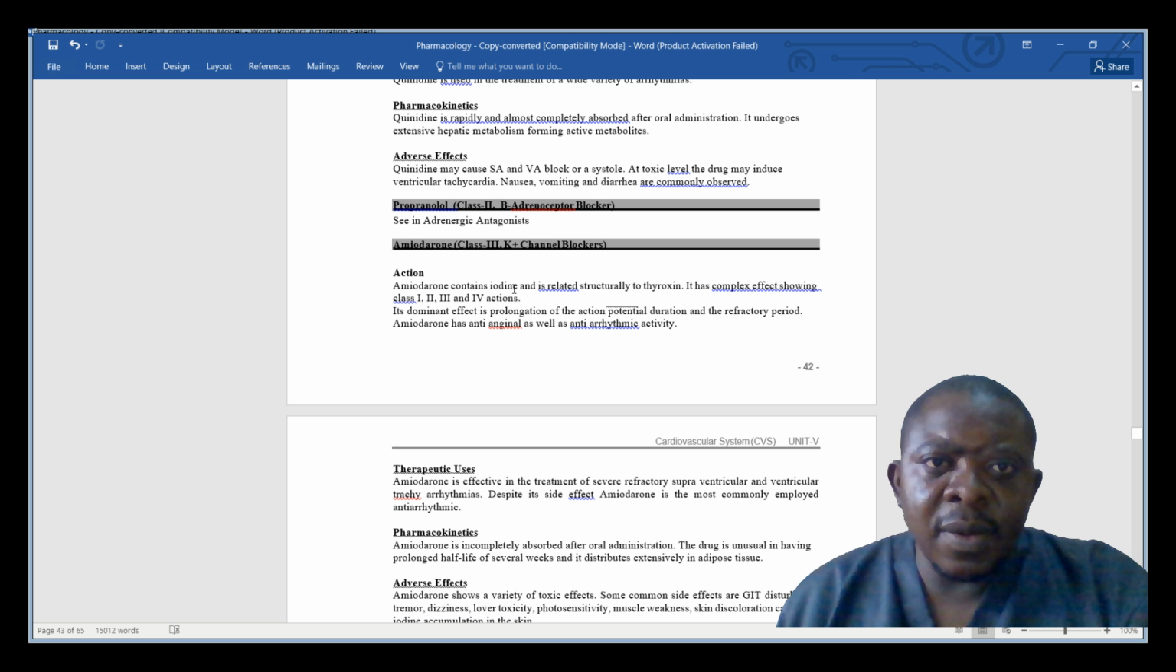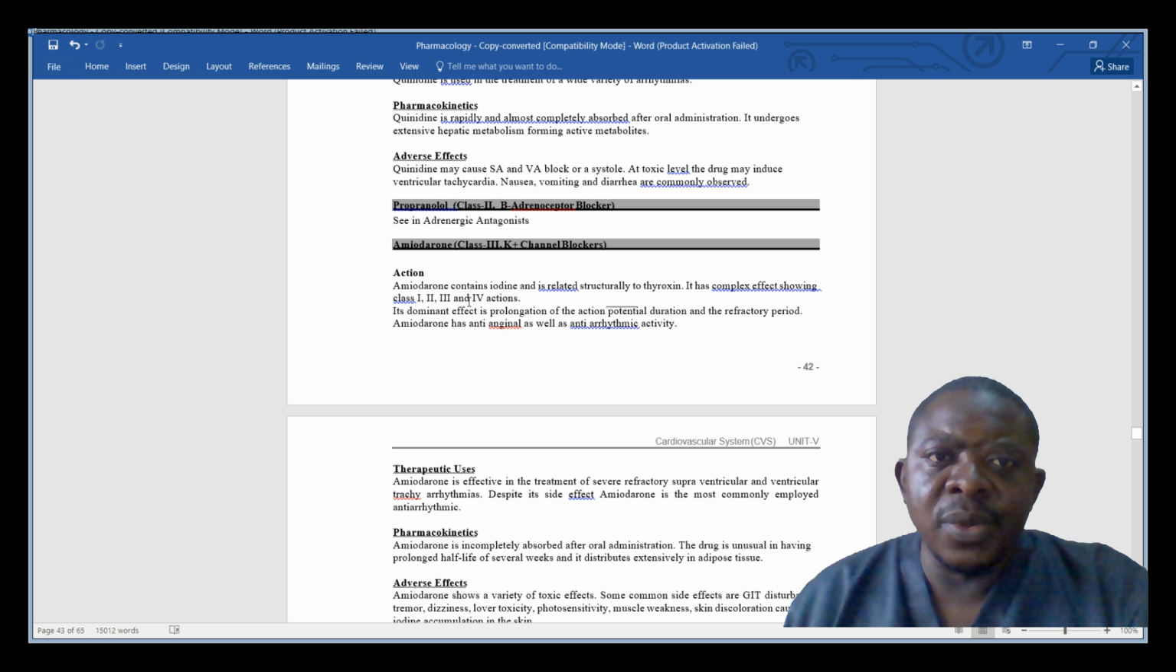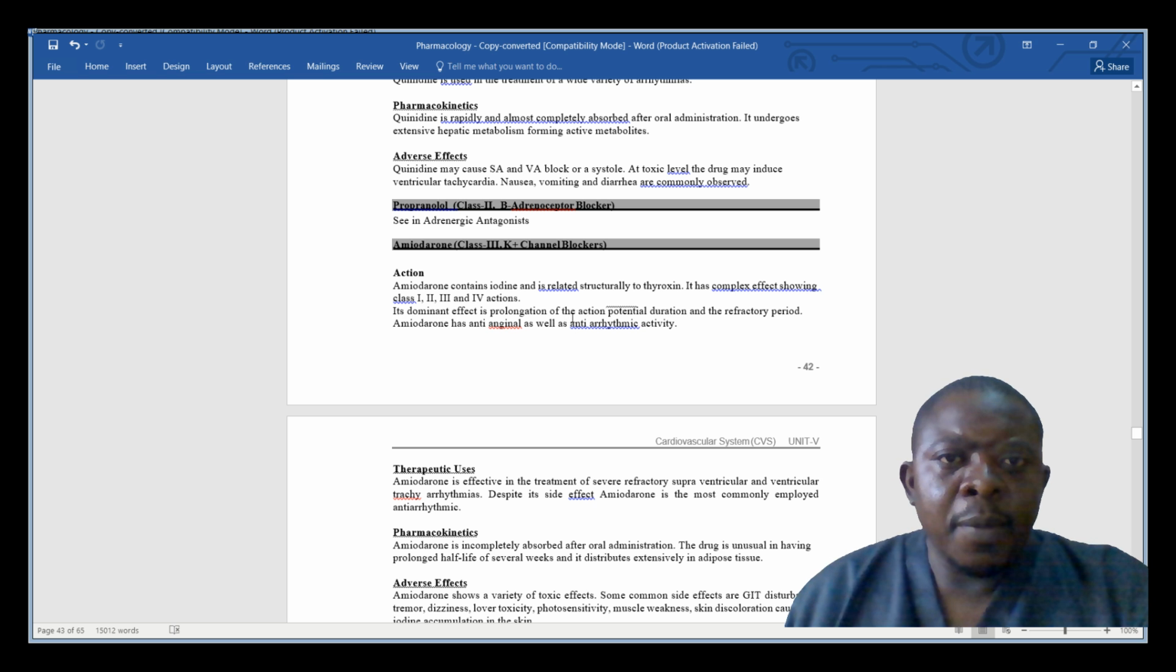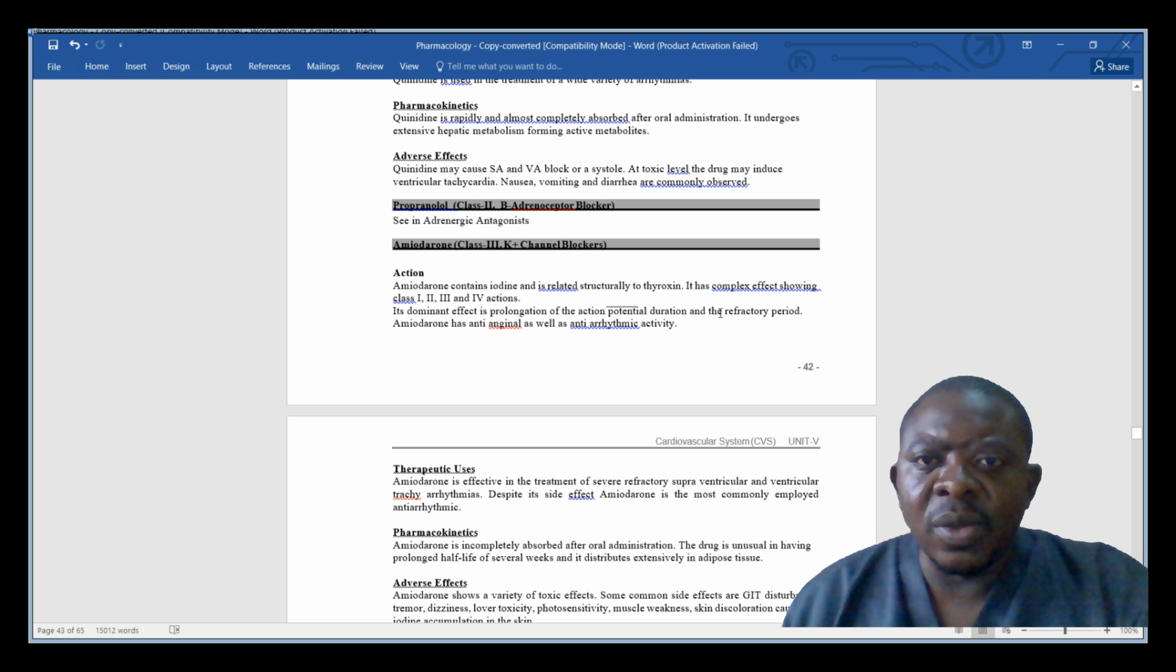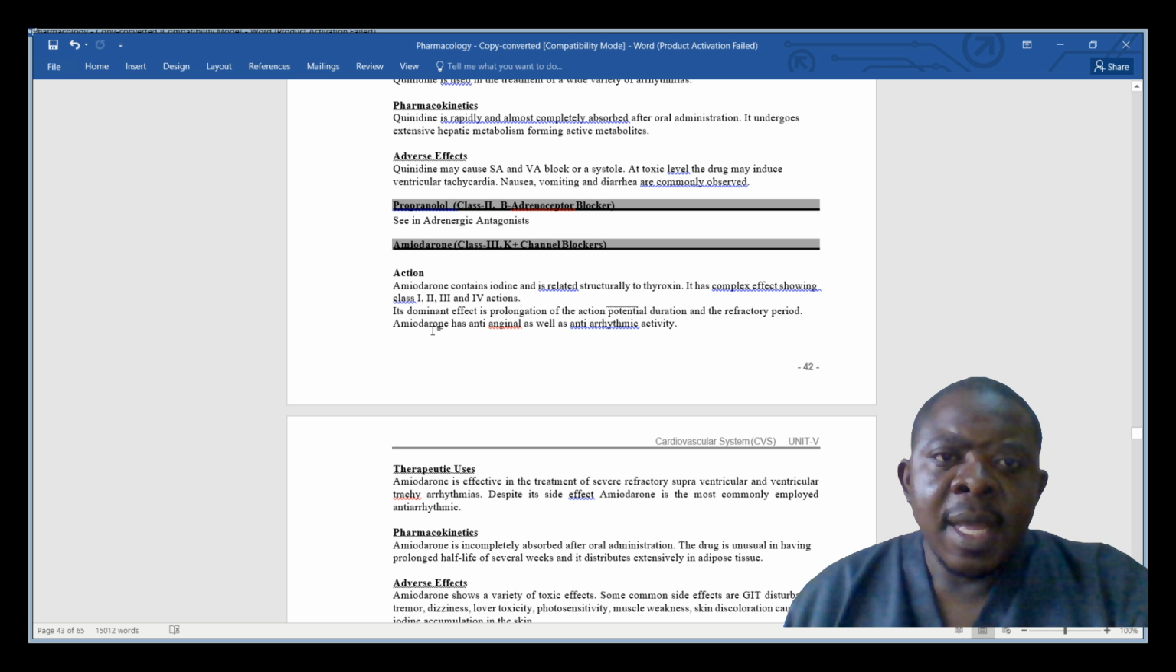Amygdalin contains iodine and is related structurally to thyroxine. It has a complex effect showing class 1, 2, 3, and 4 actions. Its dominant effect is a prolongation of the action potential duration and the refractory period. Amygdalin has anti-angina as well as anti-arrhythmic activity.